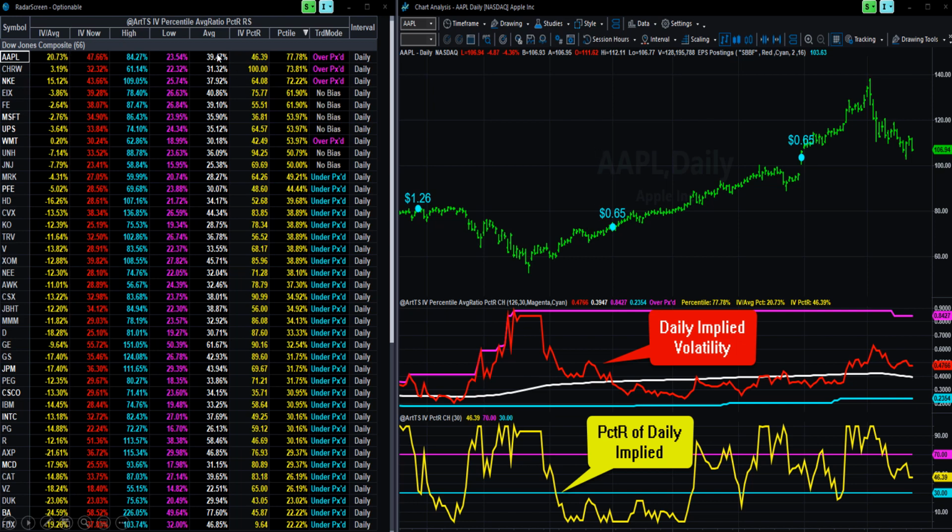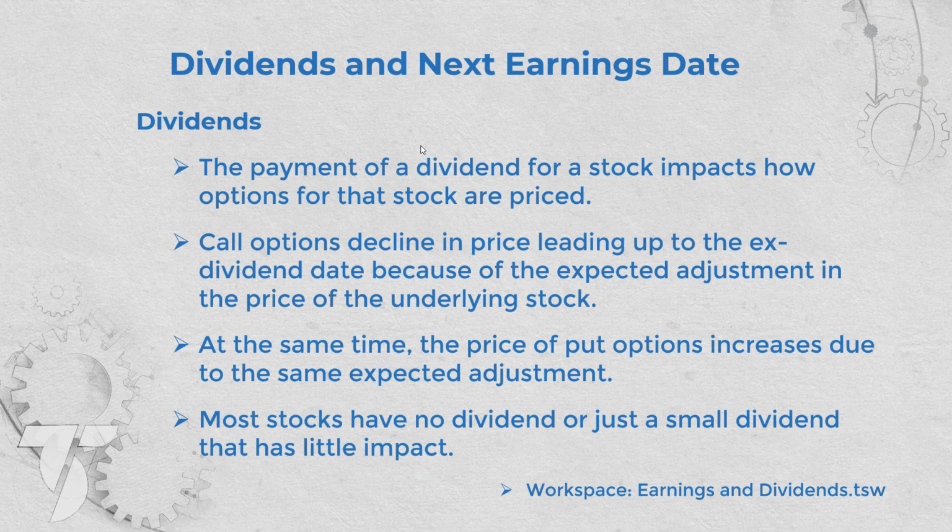So by sorting on any of these columns in radar screen, I can rank these symbols by their implied volatility analysis. Okay. The fourth workspace that is in that zip file is a workspace called Earnings and Dividends.